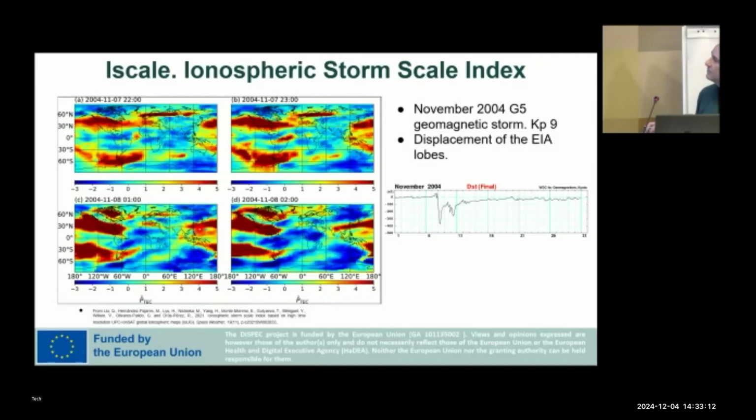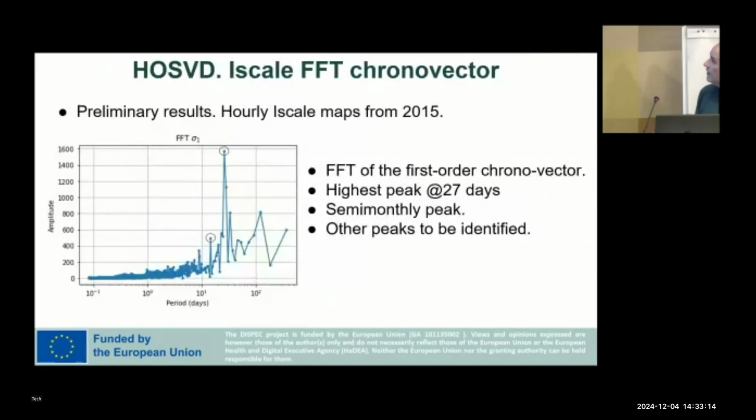And we have also started processing these I-scale maps since 1996. Its computational loading is quite demanding, and we have computed preliminary results. We have done the singular value decomposition using the tensorial singular value decomposition, and we can also spot classical values like the 27-day peak here, but also this one is the semi-monthly peak again in here, and many others that we still have to identify.